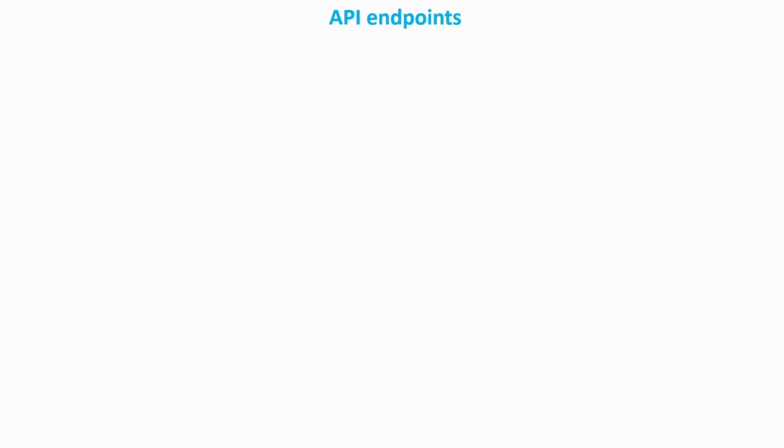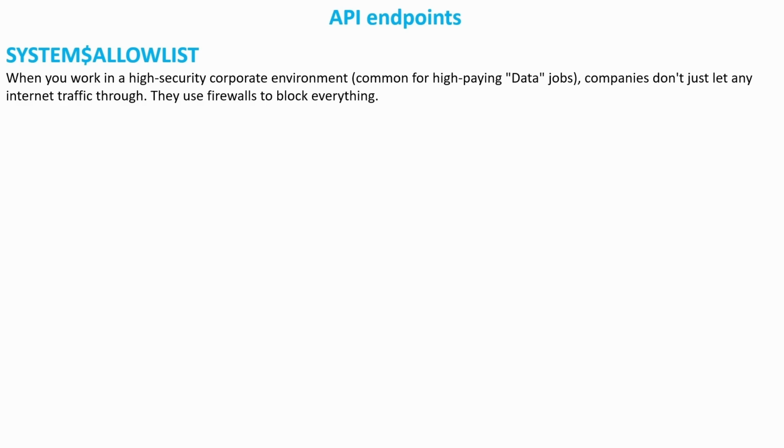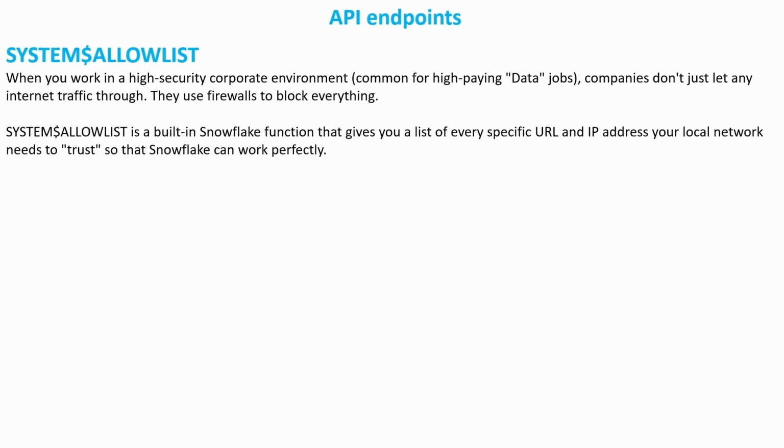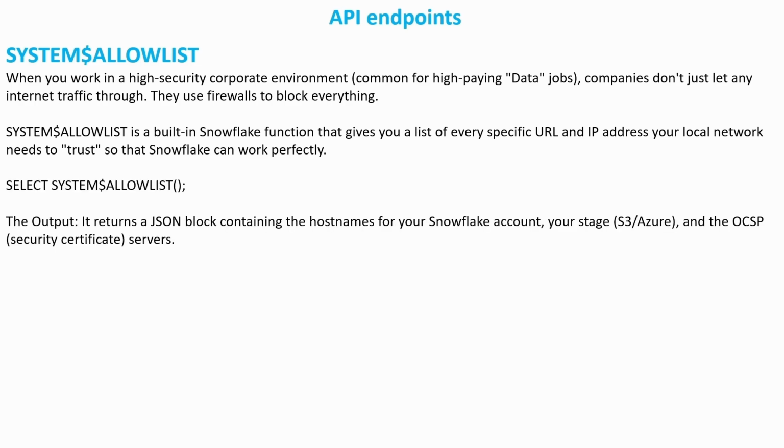Let's now discuss API endpoints. The first is SYSTEM$ALLOWLIST. When you work in a high security corporate environment, companies don't just let any internet traffic go through. They use firewalls to block inbound or outbound traffic as per the policies. And SYSTEM$ALLOWLIST is a built-in Snowflake function that gives you a list of every specific URL and IP address your local network needs to trust, so that Snowflake can work perfectly. The script for that is select SYSTEM$ALLOWLIST, and it returns a JSON block containing the host name for your Snowflake account, your stage name, and the OCSP security certificate servers.